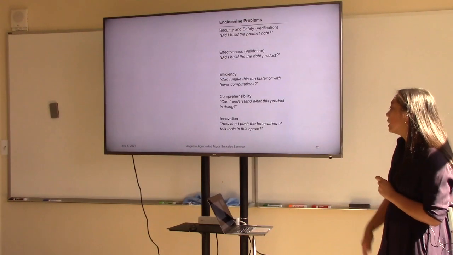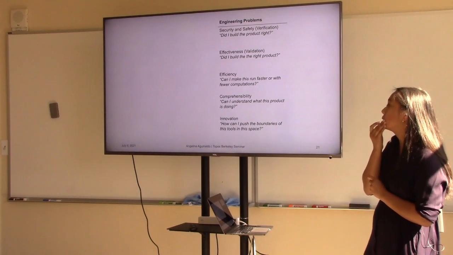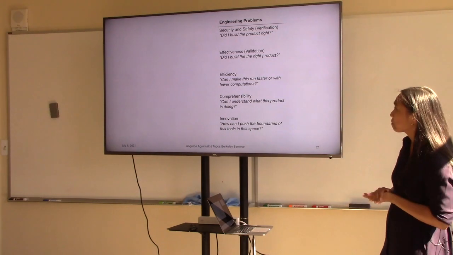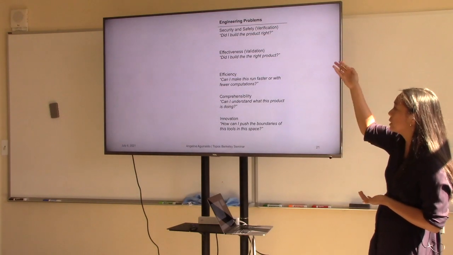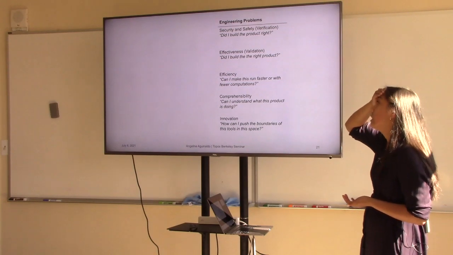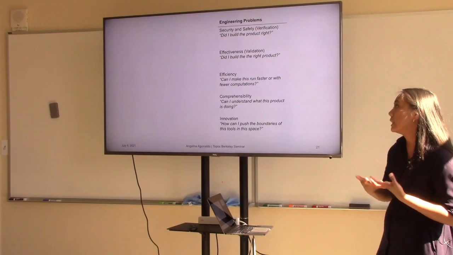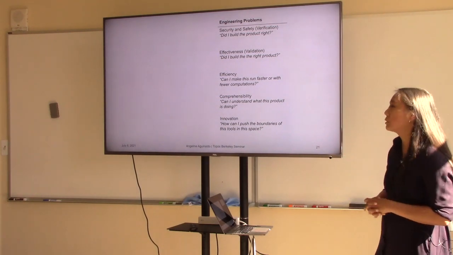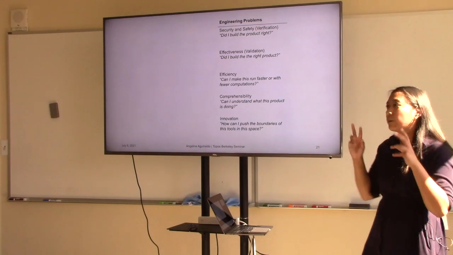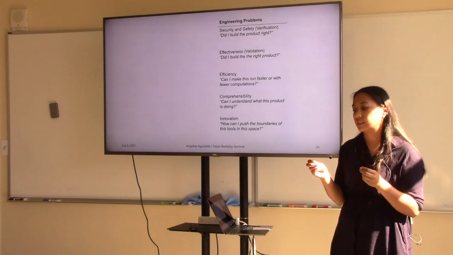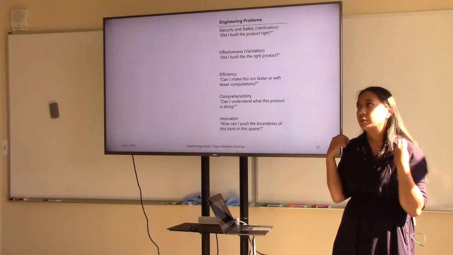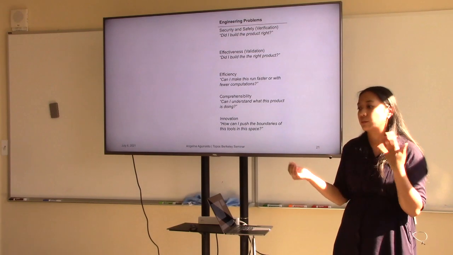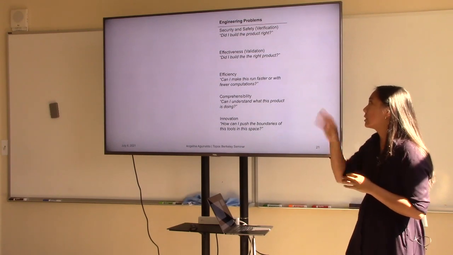I wanted to enumerate some of the common engineering problems that we encounter when actually implementing different capabilities. The first of which is kind of an obvious one: security and safety. I bundle this in with the term verification. So the question becomes, did I build the product right? The right part of it is, there are different ways to show that. If we show that what we built is correct, does it compile, does it run? Those are the kind of things that I'm thinking about.